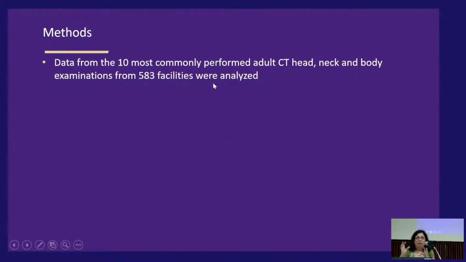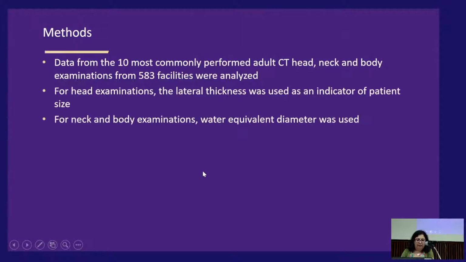Remember, we could not just use every possible thing that was in DIR. You had to curate the data. You had to make sure the data was clean, with no skewing issues or mapping issues. So we looked at 583 facilities.